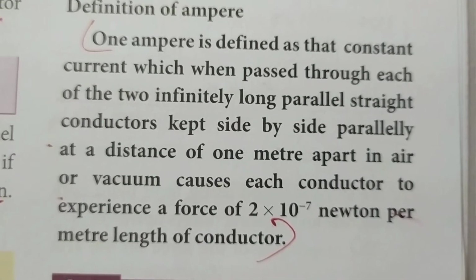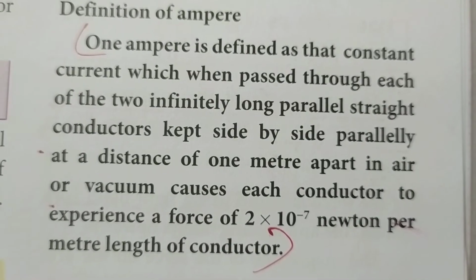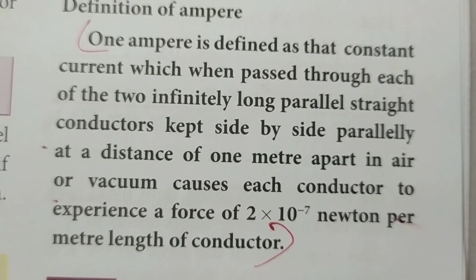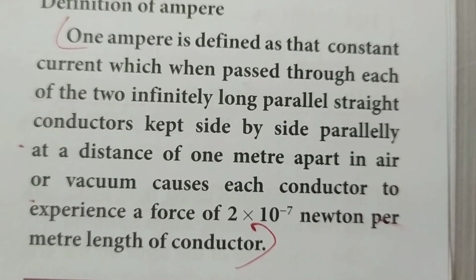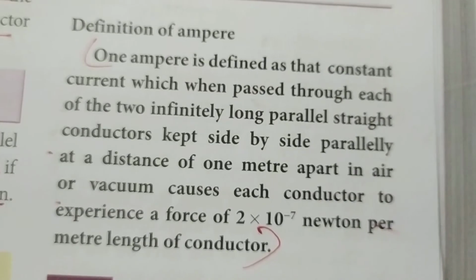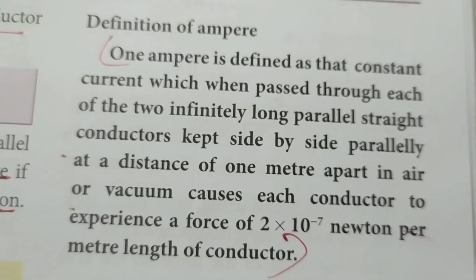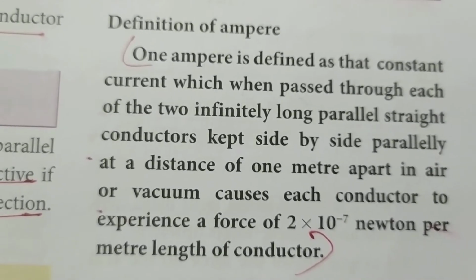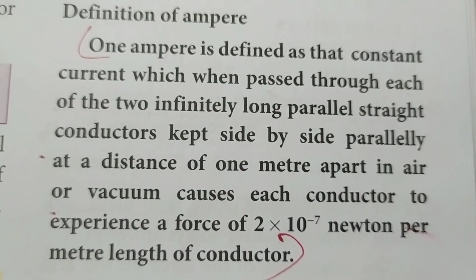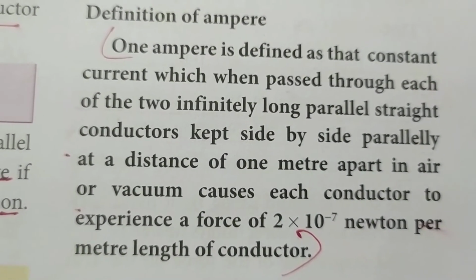1 ampere is defined as a constant current which, when passed through each of two infinitely long parallel straight conductors kept side by side parallel at a distance of 1 meter apart in air or vacuum, causes each conductor to experience a force of 2 into 10 power minus 7 Newton per meter length of the conductor. You are defining ampere from this derivation, so 2 into 10 power minus 7 Newton is produced.